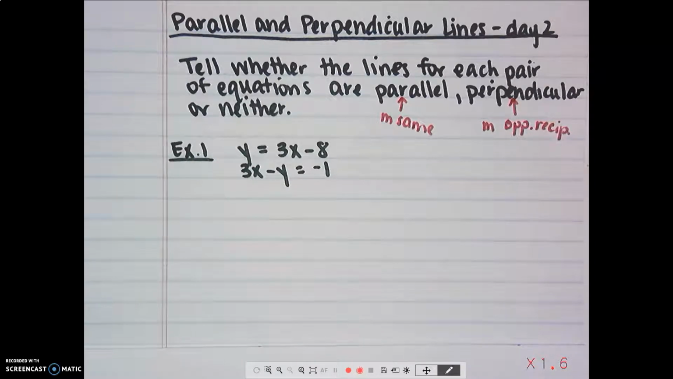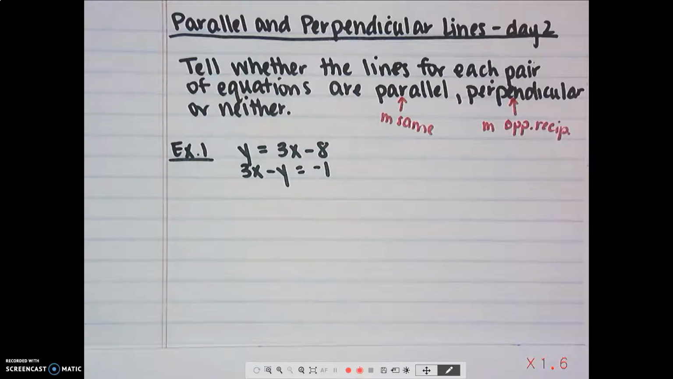Now, with these, one thing I want you to keep in mind, you can always graph these and see what they look like. I want to caution you though, just because they look like they're parallel doesn't mean they're actually parallel. Just because they look like they might be perpendicular does not mean they're perpendicular. So you still need to be able to look at the slopes of those two lines and figure out if they are parallel, perpendicular, or neither.